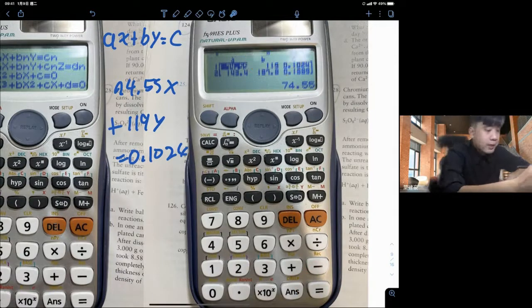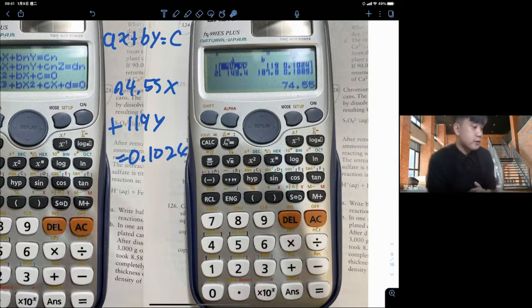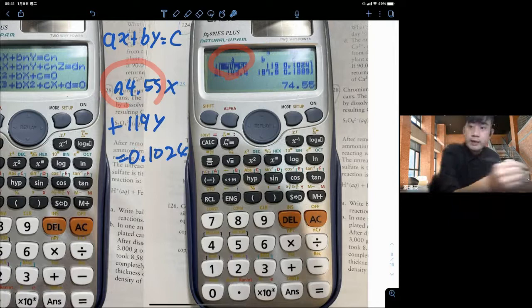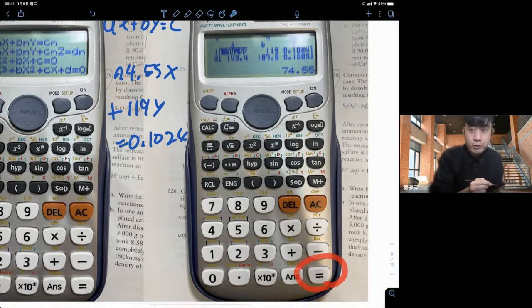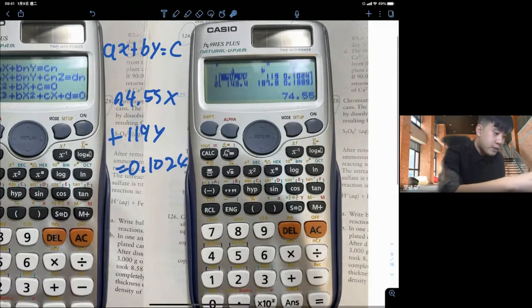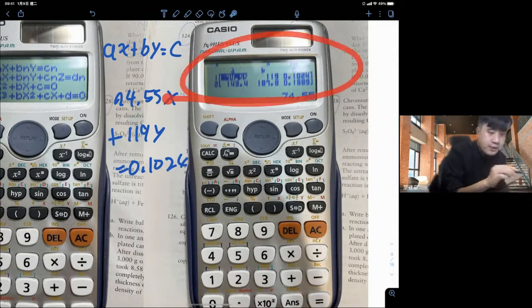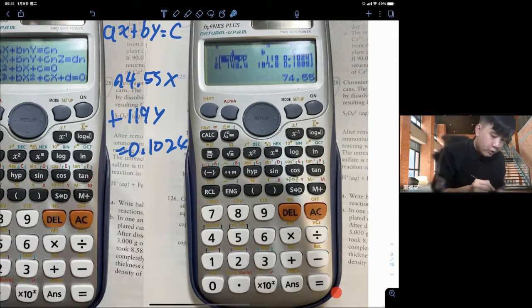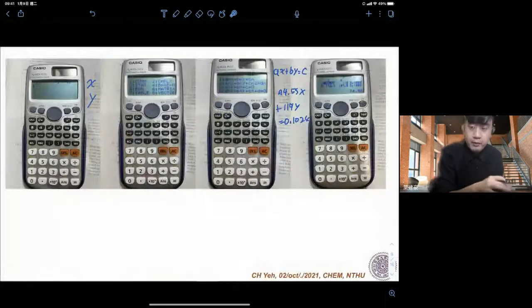In short, when you enter the two-unknown equation solver, the first step is to enter the number here, 74.55, and then to go to the next number you press equal and you will move to the next entry. Go by this rule and press equal at every step. Finally, when you finish typing all of the numbers, press equal, and the calculator will give you the final answer.